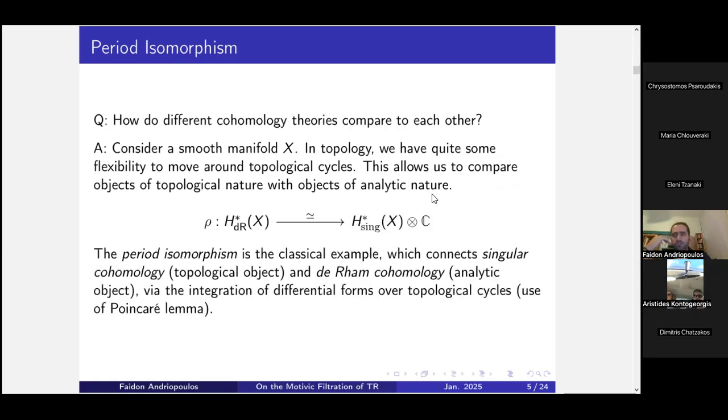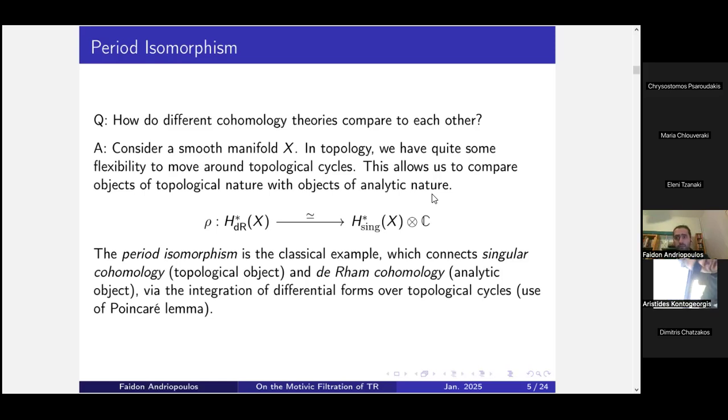So what is a very standard example that one studies in, say, a first class on manifolds? That is the period isomorphism. The period isomorphism is something that compares objects of completely different natures. On the left-hand side, we have de Rham cohomology, which is something of analytic nature, essentially differential forms. And on the right-hand side, we have singular cohomology, which is something that tries to understand topological cycles of the manifold.